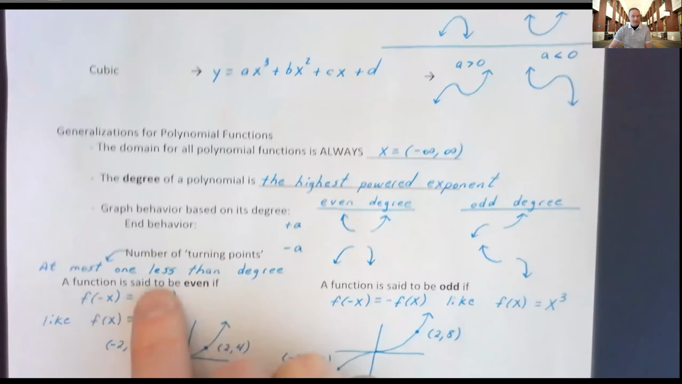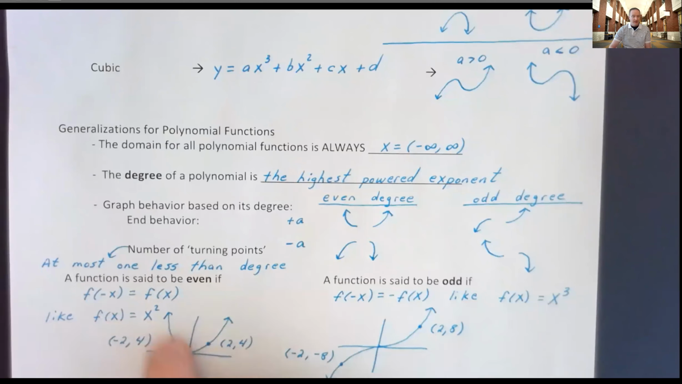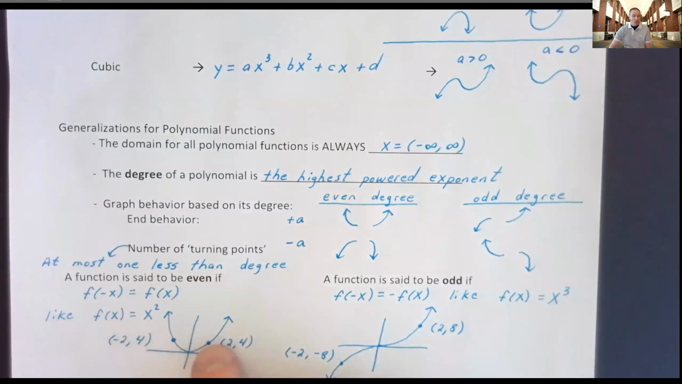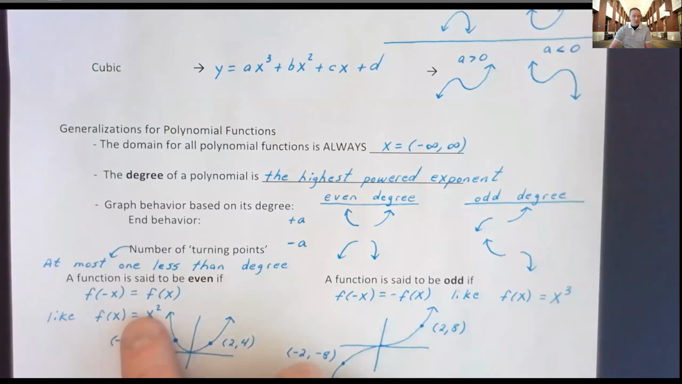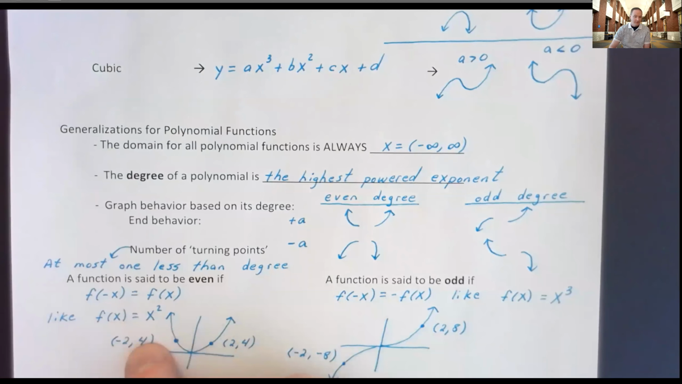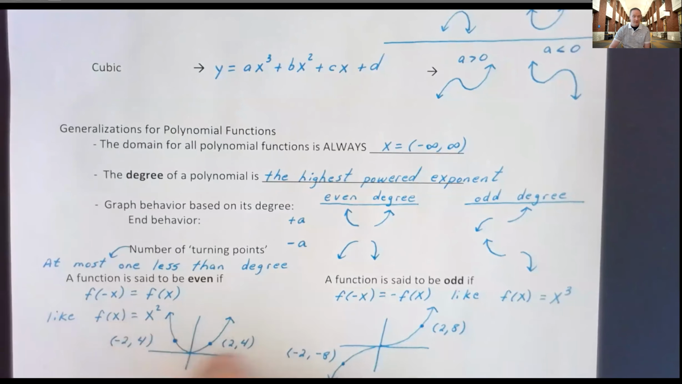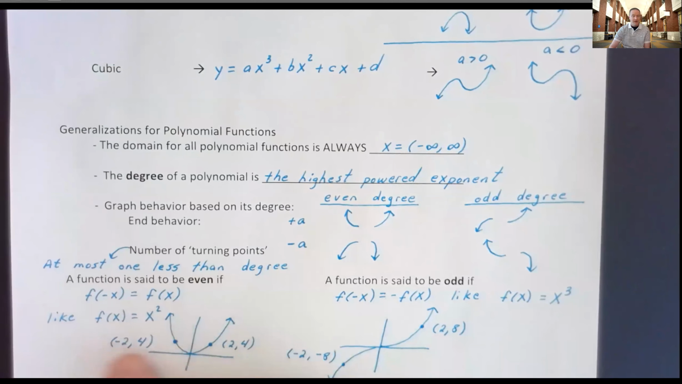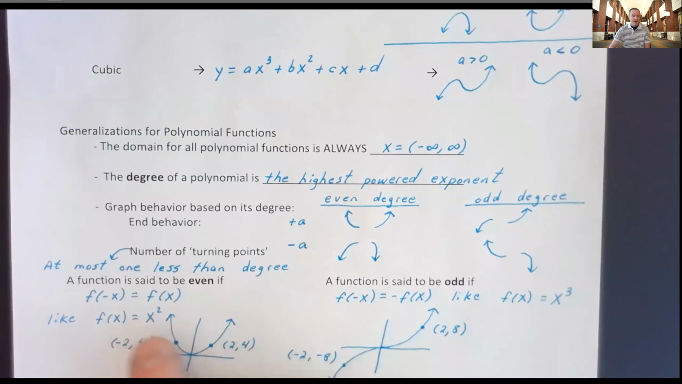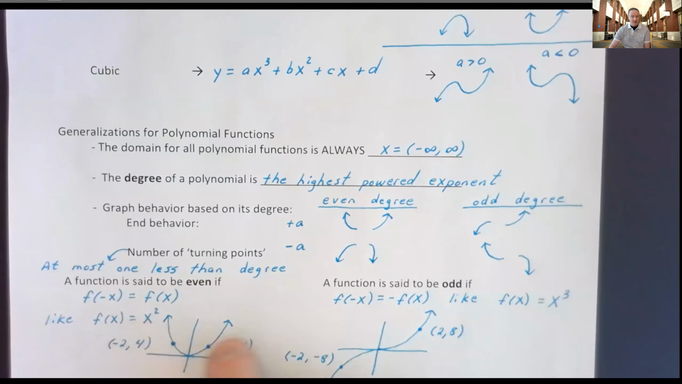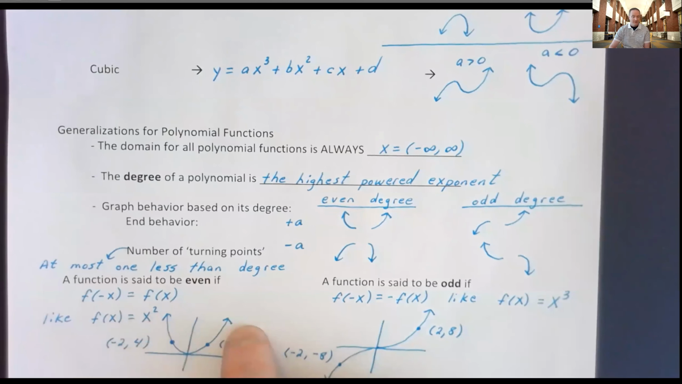Now, I showed that down here on the graph of y equals x squared, because it doesn't matter if you plug a -2 or a 2 into y equals x squared. f(-2) or f(2) is going to give you 4 in this case. So you say, okay, f(-x) is the same thing as f(x). This is an even function. Now, even functions are always symmetric with respect to the y-axis.